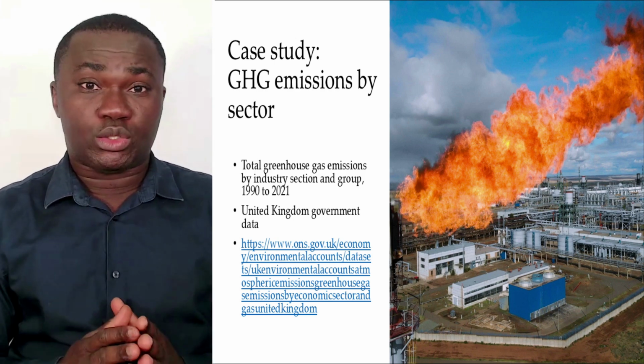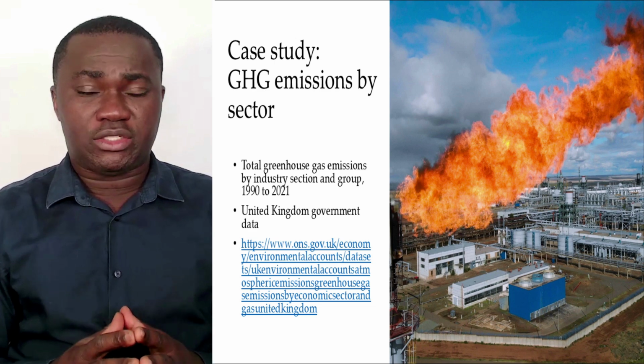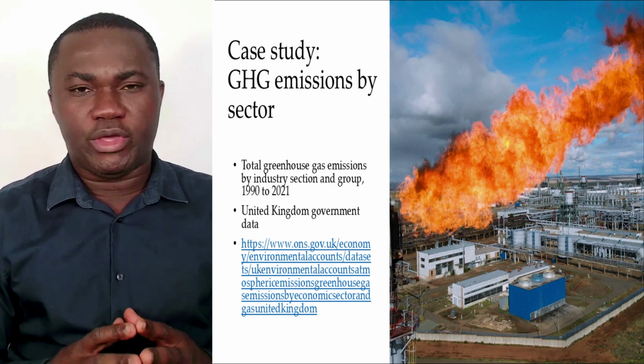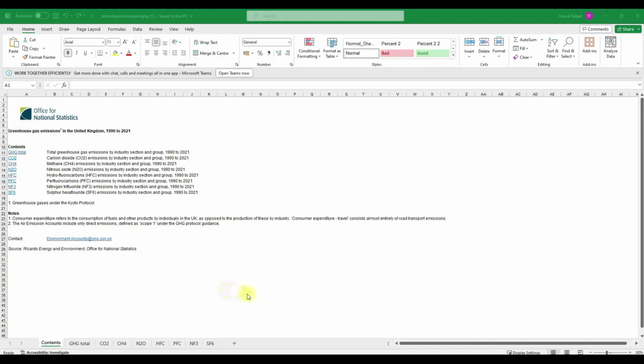So this spreadsheet is from the Office for National Statistics, from UK government data. So we explore this sample. What we have here is the spreadsheet, which has been downloaded from the link shown previously, and it's from the Office for National Statistics in the UK, which looks at the greenhouse gas emissions between 1990 and 2021. So the various types of gases, the explanation here: CO2, carbon dioxide, CH4, methane, and so on and so forth.